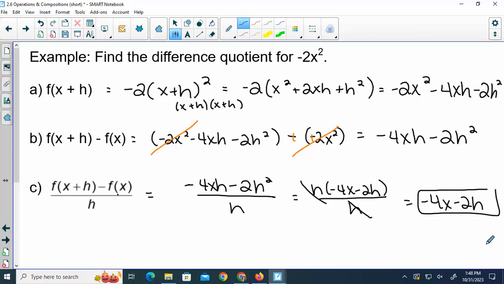So we can see the first step was the ugly part because we had to FOIL. But then once you get to part B, things start subtracting away. Part C, you should always be able to cancel an h. Do you have to take the GCF out? As long as you take an h out of each term, that's okay. Other questions?